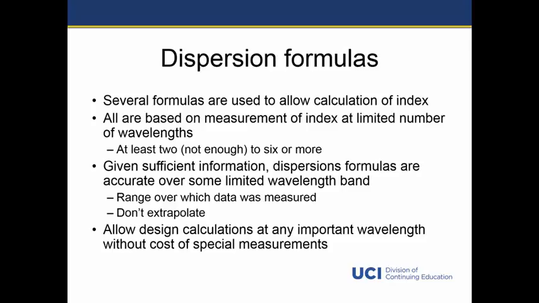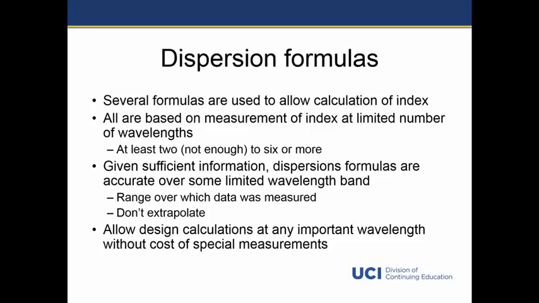Index dispersion formulas are based on measured data. You'll need to have at least 2 wavelength index pairs, but really that's not enough. Typically dispersion formulas want 6 or more index wavelength pairs to get a reasonable fit. So if you have sufficient information, the dispersion formulas are going to be accurate over some limited wavelength band. Typically it's going to be limited to that range over which the data was measured.